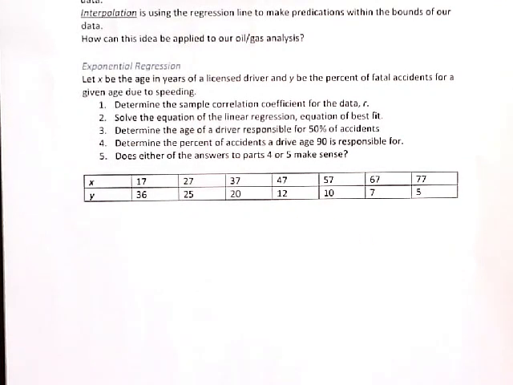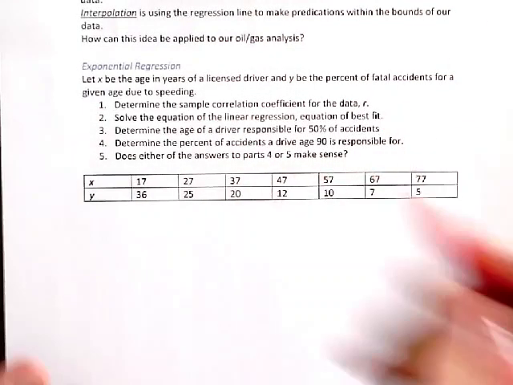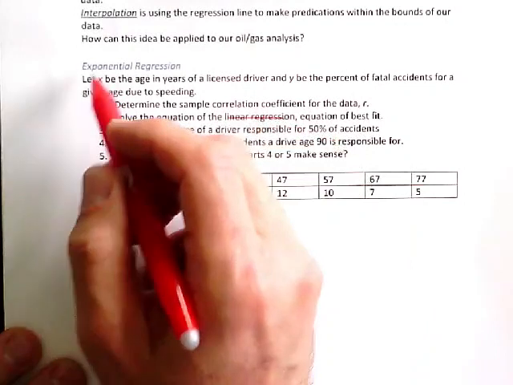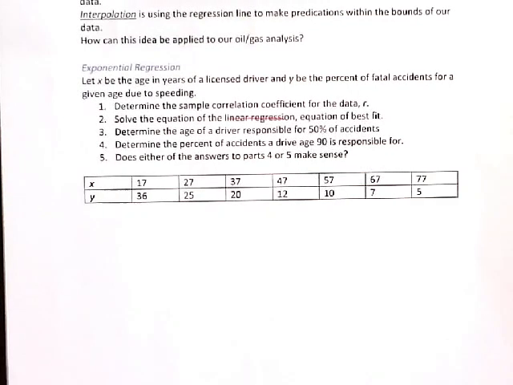All right, let X be the years and age of a licensed driver and Y be the percent of fatal accidents for a given age due to speeding. So we're going to solve for R. We're not going to do a linear regression. We're going to do an exponential regression for this. And then we're going to determine the ages of a driver responsible for half of all accidents and for somebody who's 90 years old. Okay?